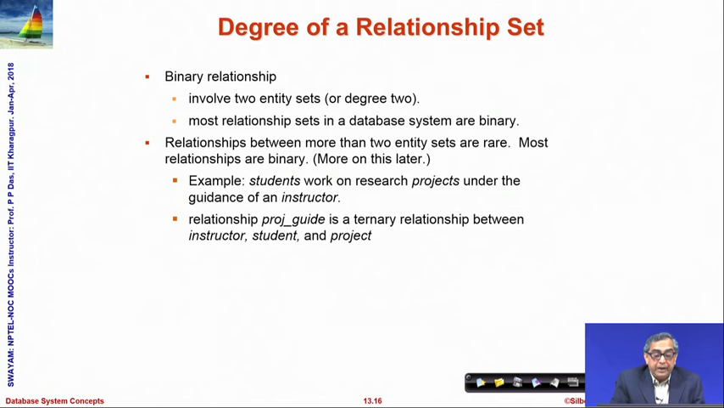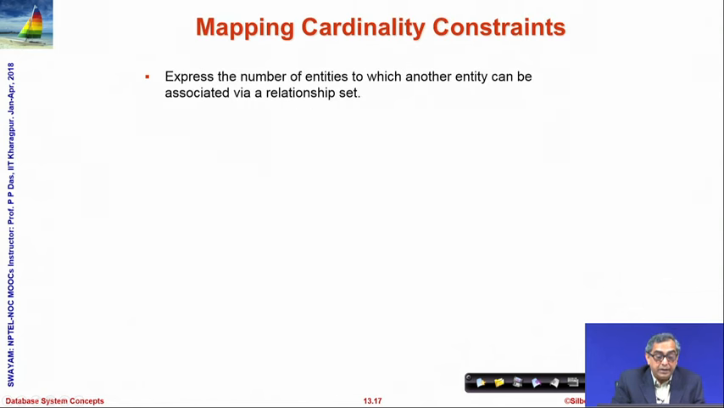Here is an example: students work on research projects under the guidance of an instructor. Here we have students, research projects and instructors, so there are three entity sets. If I want to maintain a relationship of, say, project guidance between them, then that turns out to be a ternary relationship. We will talk about this more later.